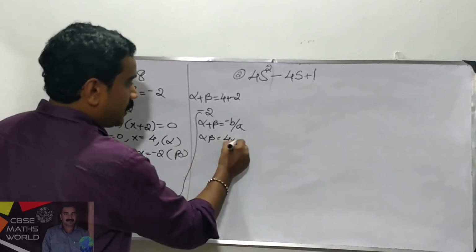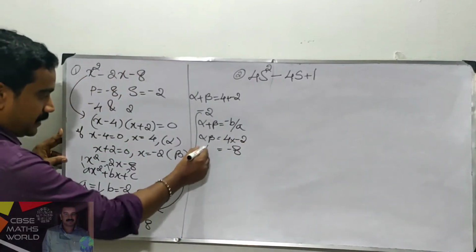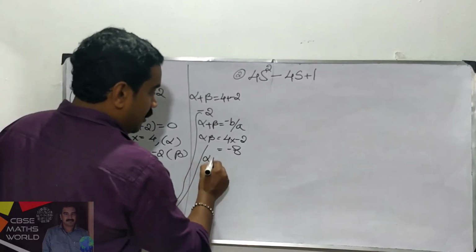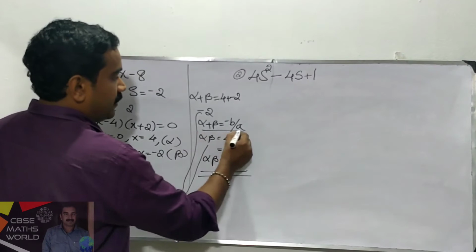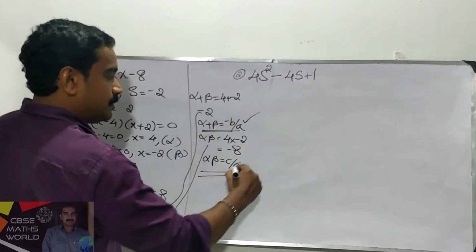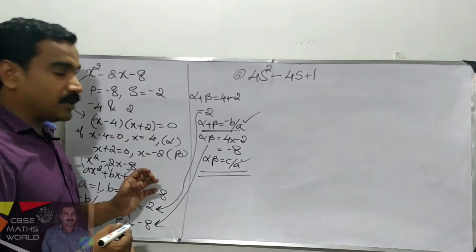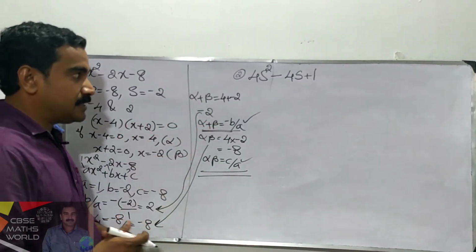That is 4 into minus 2. What is 4 into minus 2? Minus 8. And what is c by a? Look, alpha into beta is equal to c by a. So we can write alpha beta equal to c by a. So these are the verification. Alpha plus beta is minus b by a and alpha beta is c by a. This is the method. First find the zeros, then check whether alpha plus beta is minus b by a and alpha beta is c by a.